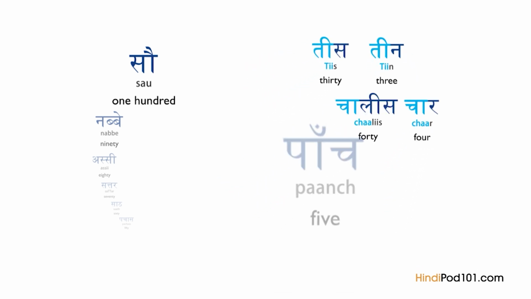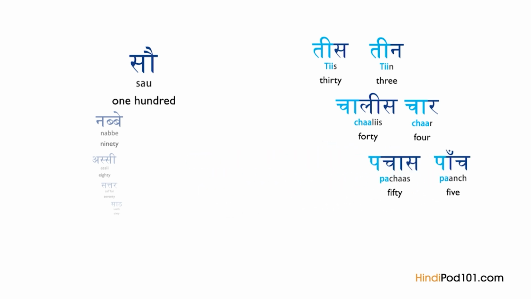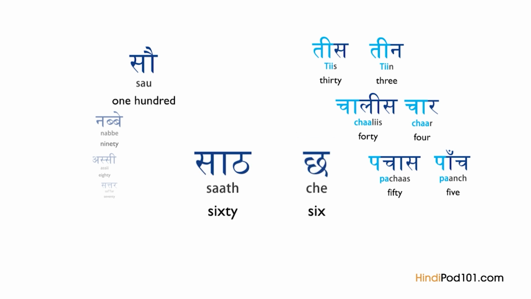5 in Hindi is पाँच, while 50 is पचास. The common sound is pa. However, this does not apply to all numbers. 60 in Hindi is साठ, while 6 is छह. As you can see, there is no common sound. The last thing to learn in this lesson is how to form compound numbers above 20.